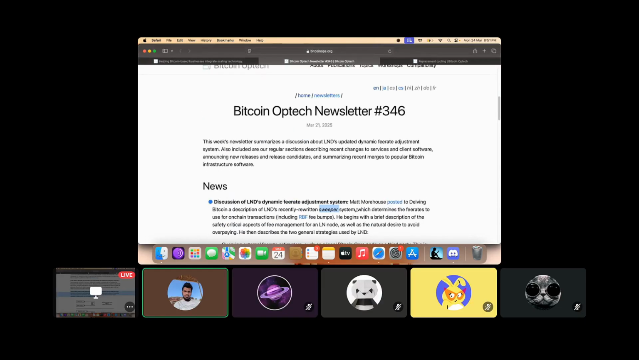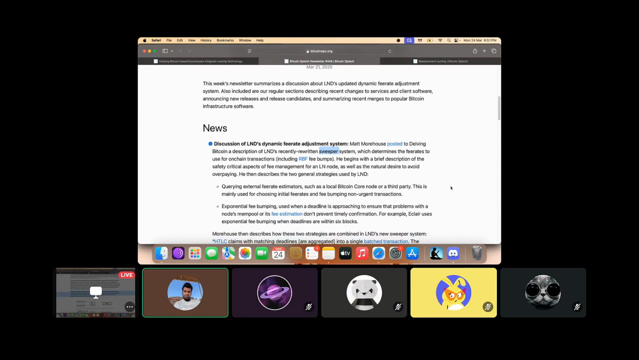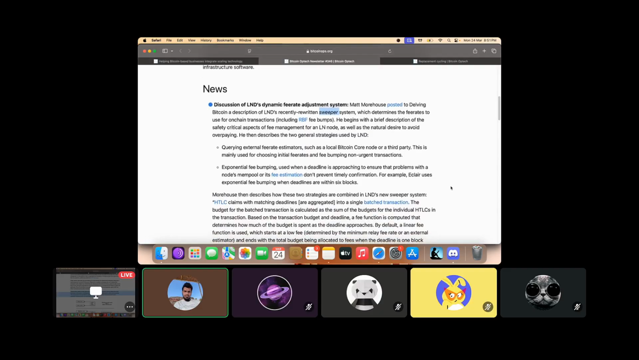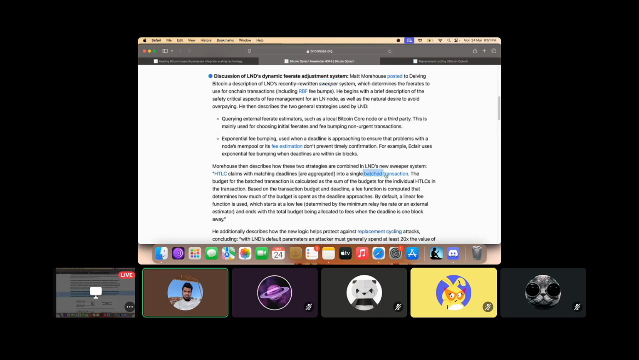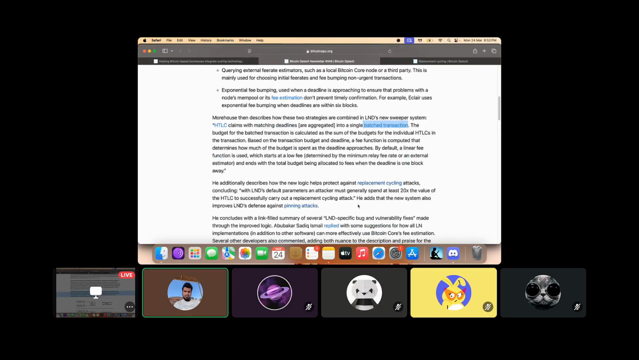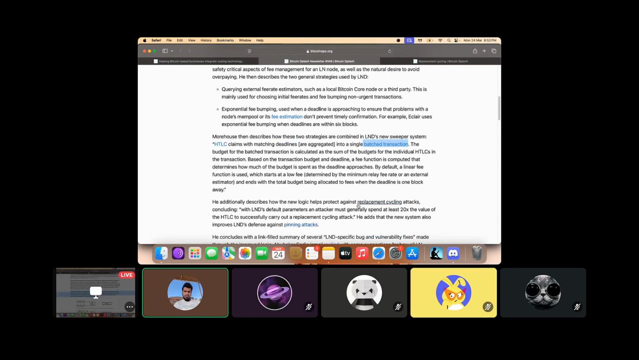So this was the news article that usurped a chunk of our time, discussing LND's dynamic fee rate adjustment, in which we saw the mechanisms that Lightning clients deploy to estimate fees for timely confirmation of pre-signed contracts. We saw how Sweeper aggregates both of these mechanisms and how it incorporates batch transactions. We saw what a replacement cycling attack is and what a pinning attack is, and how this sweeper fee rate adjustment mechanism mitigates them or makes it much more expensive for attackers to pull them off, right?